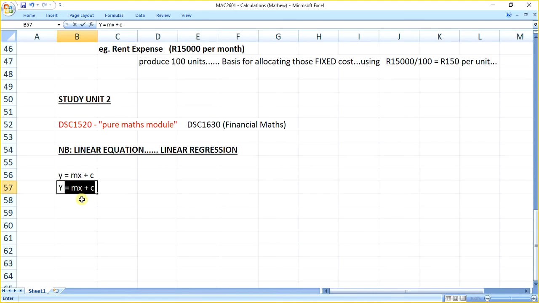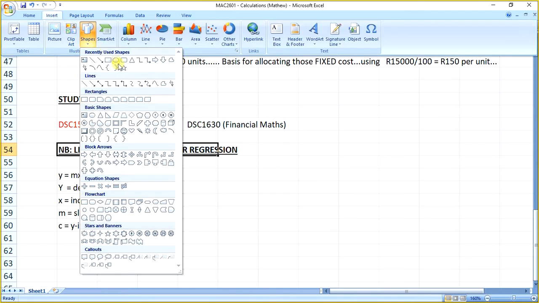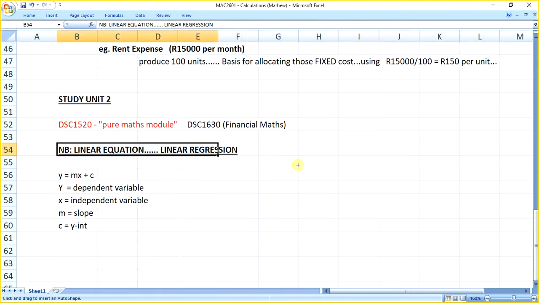Okay, yeah. So y is the dependent variable, x is the independent variable, and then you've got an m, which is the slope of a particular line, a straight line, and then you've got c, which is the y-intercept. When you look at linear equations, linear means straight line. So we're looking at something that looks similar to this. I'm going to draw a quick little sketch here.